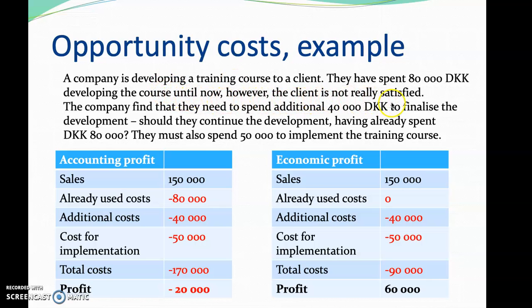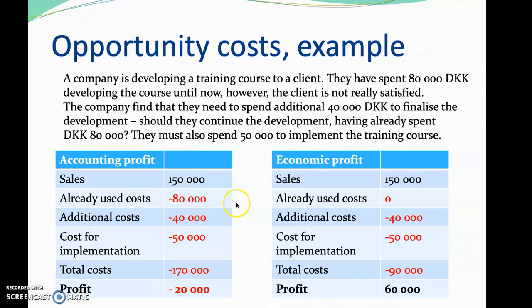However, the client is not really satisfied. The company finds that they need to spend an additional 40,000 kroner to finalize it. Should they continue the development, having already spent DKK 80,000, they must also spend 50,000 to implement the training course. So if we see here, sales, they already spent 80,000, additional cost of 40,000, cost for implementation, so total cost is minus 170,000. Then it will give a profit.